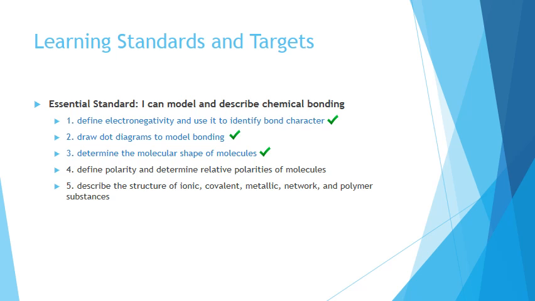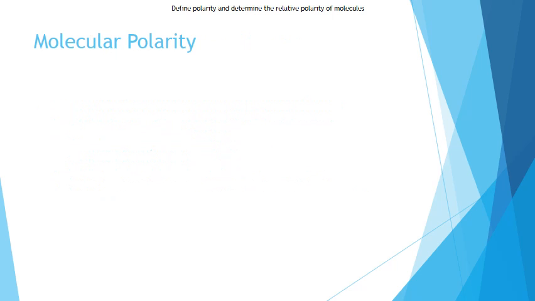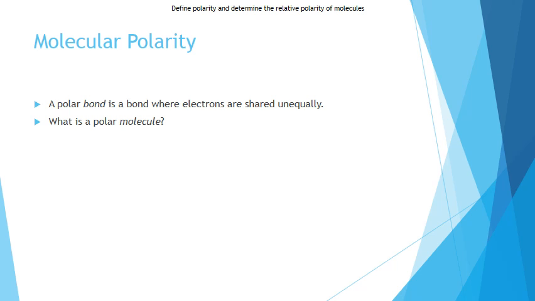In order to understand this, we really have to have a good understanding of each of these first three in order to get to number 4 here. So in this short video, we will look at defining polarity and determining the relative polarities of molecules. So molecular polarity. We know what a polar bond is. That's something we've been studying for a while now, and we know a polar bond is a bond where electrons are shared unequally, where one atom has a greater pull on the electrons than the other.